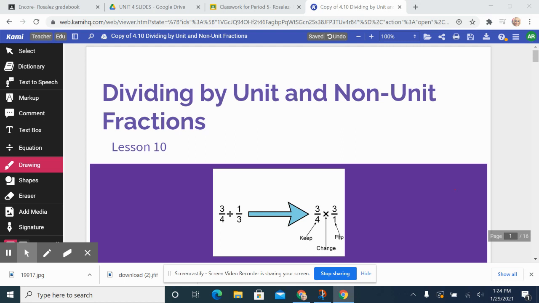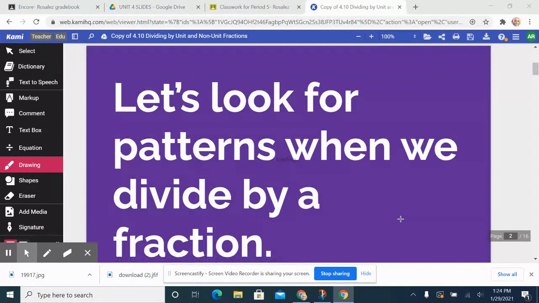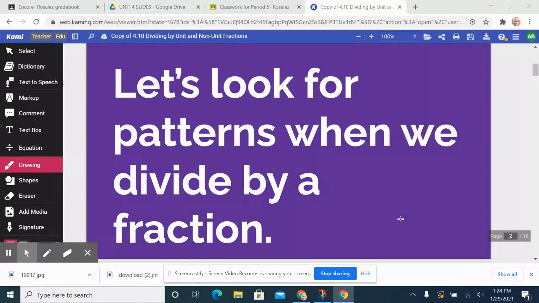Okay, so we're going to still go over dividing by unit and non-unit fractions. So we'll be doing lesson 10 today. The beginning slide kind of reminds you of the algorithm keep, change, flip. So that's what we're going to get a little bit more practice doing. And we're going to find out why we keep, change, flip.